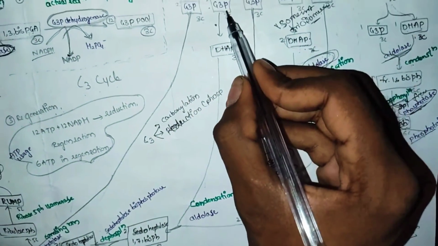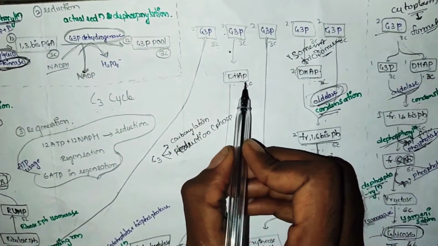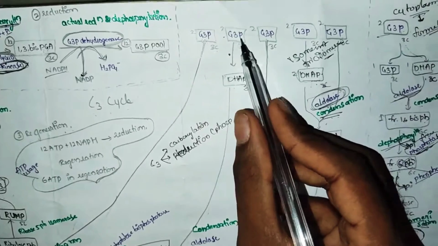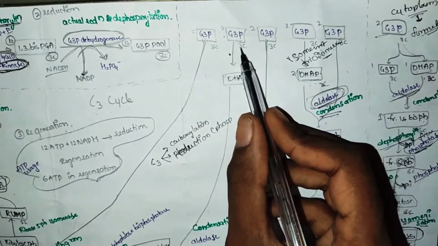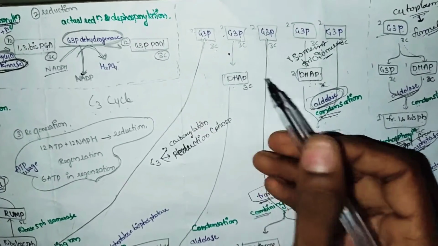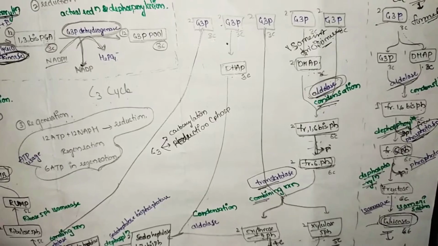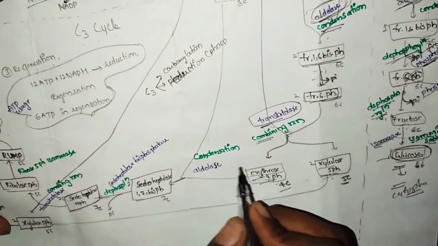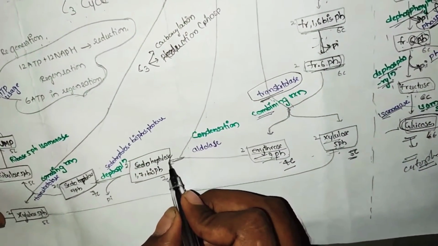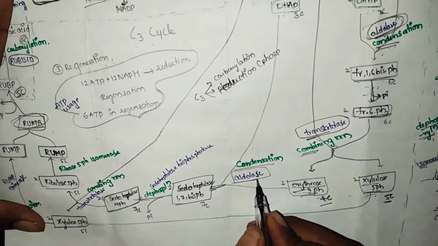Remember this. And one of the G3P is converted into DHAP, which is dihydroxyacetone phosphate. G3P and DHAP are the isomers. So here is the isomerization reaction, and the enzyme is triose isomerase. And this DHAP along with the erythrose 4-phosphate, two different compounds, are resulting in a single compound. It is called a condensation reaction. Wherever the condensation, there is aldolase enzyme.